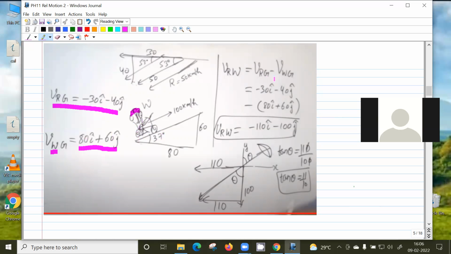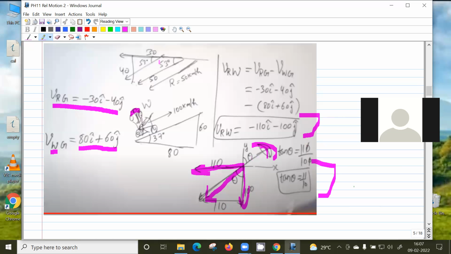So the velocity of rain with respect to woman is velocity of rain minus velocity of woman. These two are known, so from this we can find the velocity of rain with respect to woman. So this component is minus 110 i cap, and another component is minus 100 j cap. The resultant velocity of the rain with respect to the woman is this one. So the umbrella will be in the direction facing it. So this angle theta is tan inverse 10 by 11, or 11 by 10.